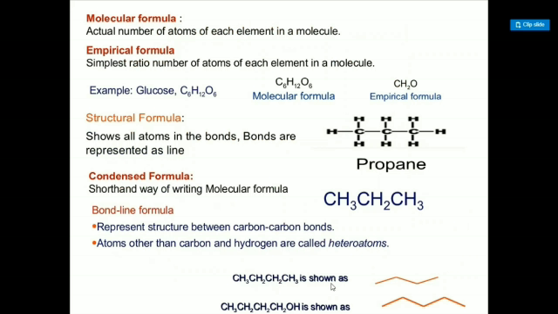I hope you can understand how many types of formulae are there. One is molecular formula, other is empirical, then third is structural, condensed and bond line.